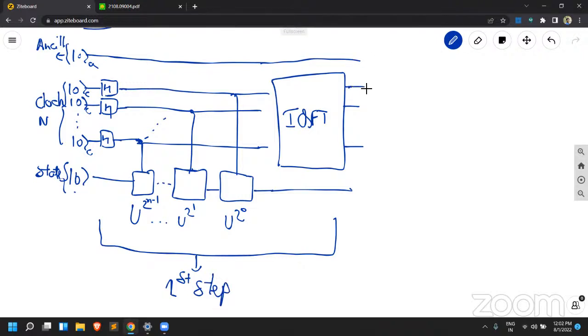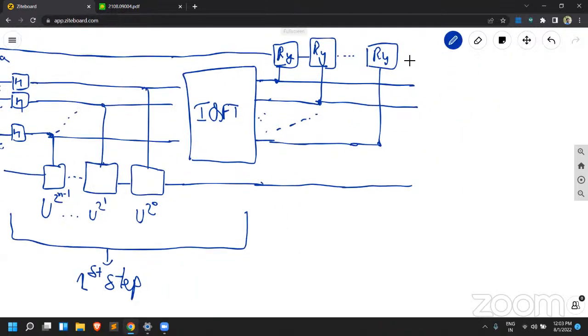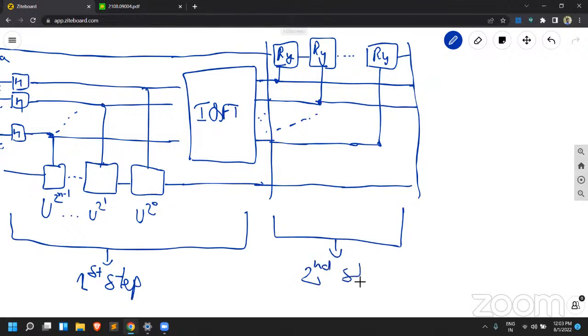Now we have to perform controlled rotation on the ancilla qubit, some controlled rotation using RY with certain parameters. So this is actually quite a big circuit, but it will depend on the number of qubits and the size of the matrix that we are solving. So after that, this is part one, this is the second step.